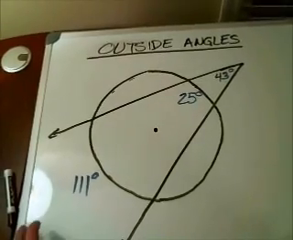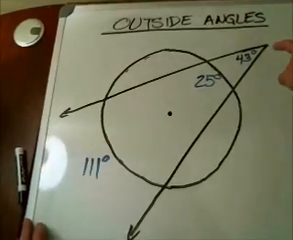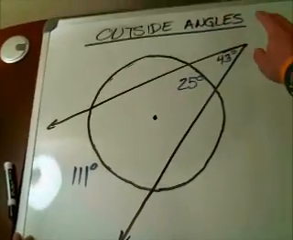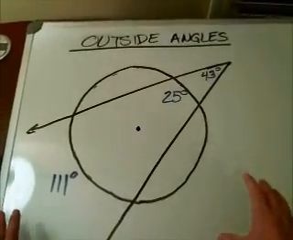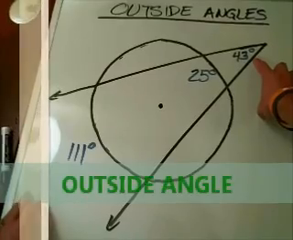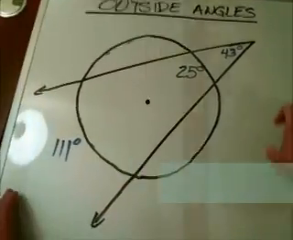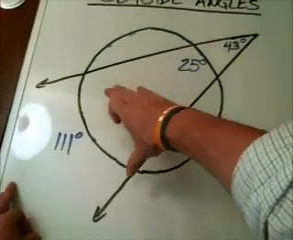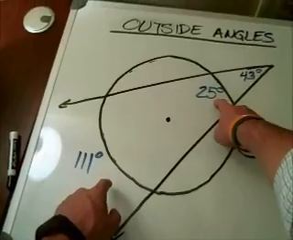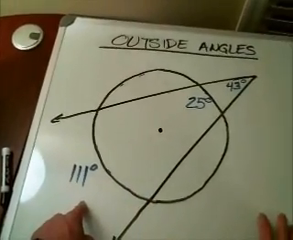Now what happens if my intersecting lines or segments give me a vertex that is now outside the circle, anywhere outside of the ring? So here in this situation, I have an outside angle that measures 43 degrees. Now again, it is outside the circle. Now if you follow along the segments, they intercept two different arcs. One here that's 25 degrees, and another one here that's 111 degrees.